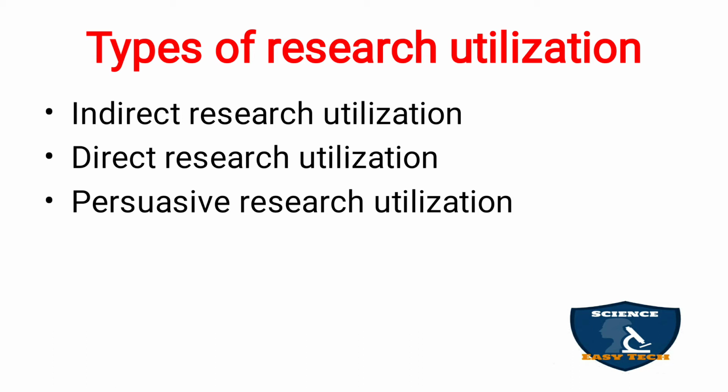Before seeing that, we will see what are the types of research utilization. You have direct research utilization, indirect research utilization and persuasive research utilization. Indirect research utilization means someone has done a research and you are utilizing the findings. Direct research utilization means you yourself have done a research and you are utilizing the findings into practice.